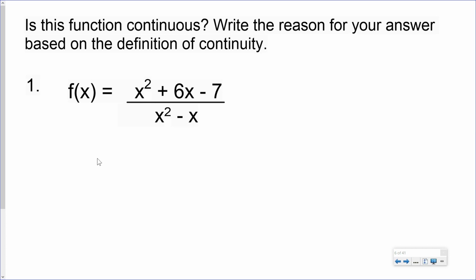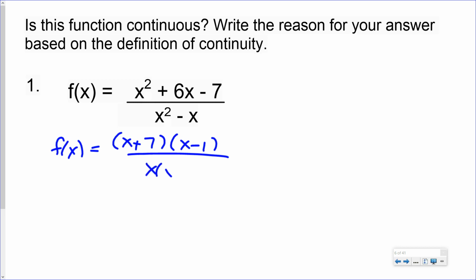Plug in, okay? Well, it's not a limit problem, so it's not plug in. Factor, okay, so I'm going to go ahead and factor this. So this will be f of x equals x plus 7, right? x minus 1 over... Guys, how do I factor this bottom part? Just take out an x, so x minus 1.